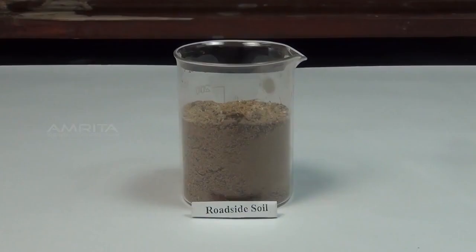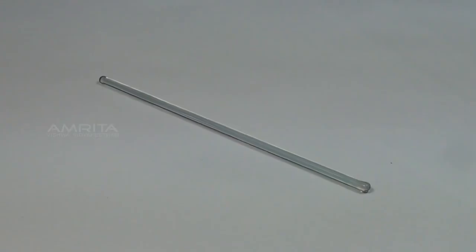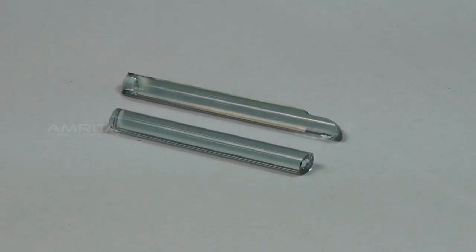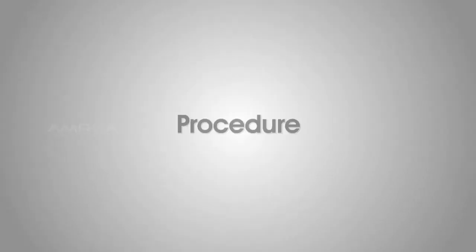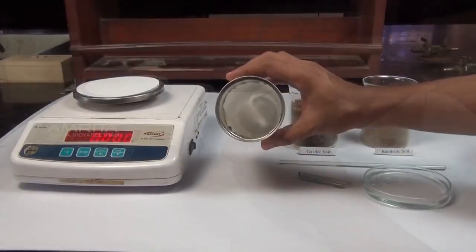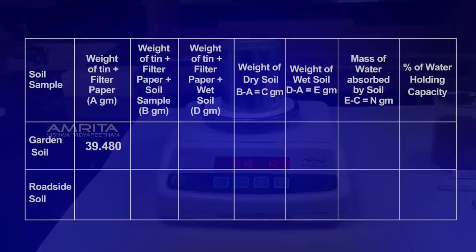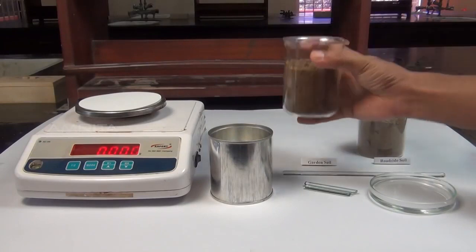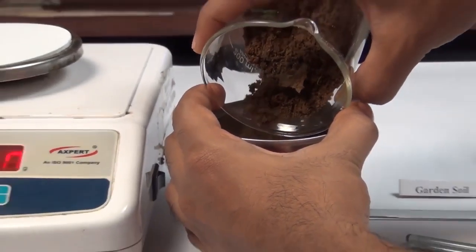Materials required: garden soil, roadside soil, tin boxes with perforated bottom, filter paper, glass rod, small glass rods, petri dish and weighing balance. Procedure: take a filter paper and place it in the bottom of a tin box. Weigh the tin along with the filter paper and note its weight. Take the beaker containing garden soil and transfer the soil sample into the tin box.